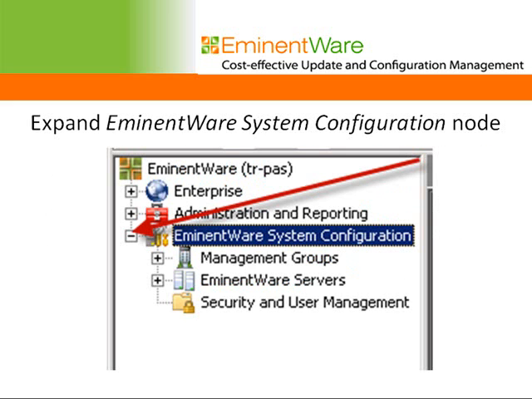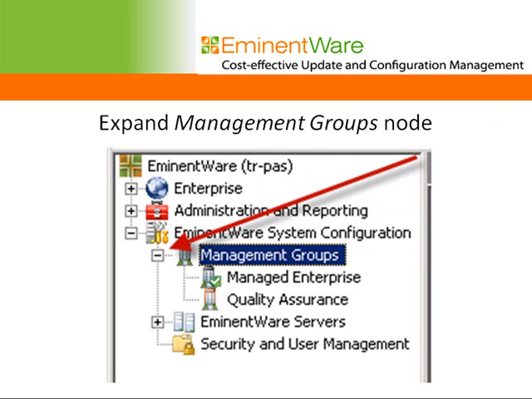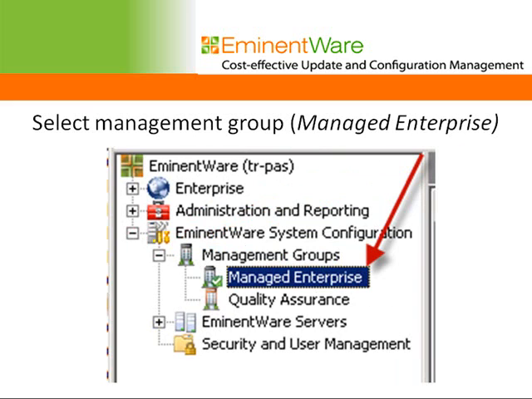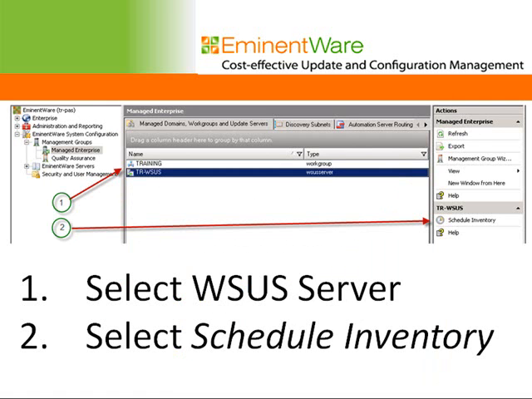To begin, to schedule an inventory event, we'll use the EminentWare system configuration node of the console. We'll drill down in there and select management groups and drill down to the Managed Enterprise Management Group, or if you have multiple management groups, whichever management group contains the WSUS server that you wish to perform the inventory for. In the Details pane of the management group, select the WSUS server and then click on Schedule Inventory in the Actions pane or from the context menu.